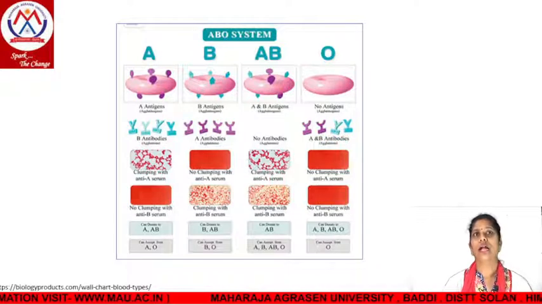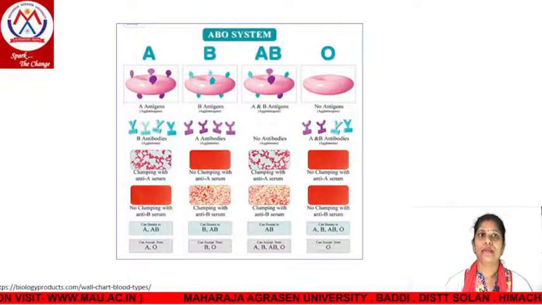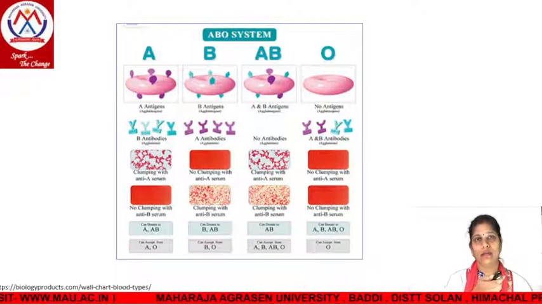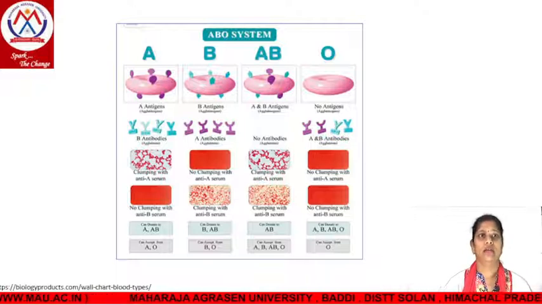So, this is the chart representing the blood group system, and at the bottom line you can see who can donate blood to which individual. Like the individual having A blood group or AB blood group can donate it to the similar blood group of individual.